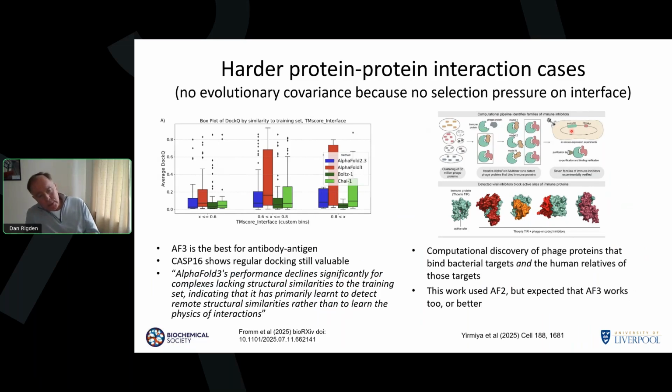Okay, so I mentioned that some situations are harder because we don't have the evolutionary covariance. Those proteins have not co-evolved to maintain that interaction. One situation in that category is antibody-antigen modeling, and this work here shows that AlphaFold 3 is clearly better than AlphaFold 2 and these two competitors for antibody-antigen.